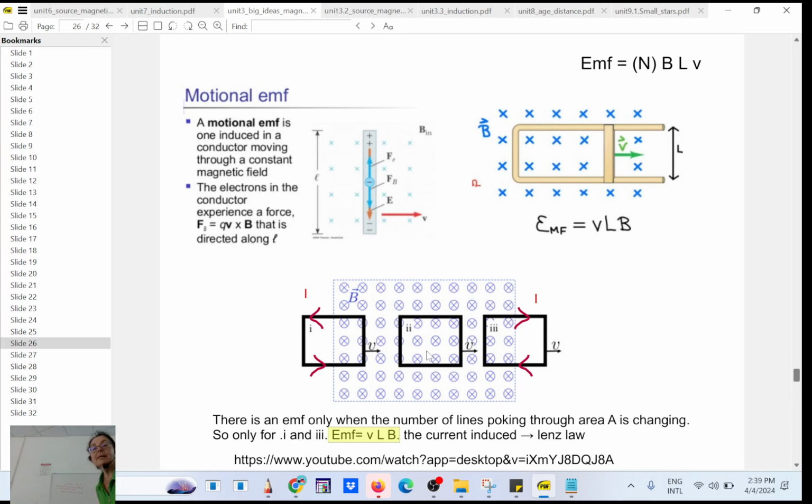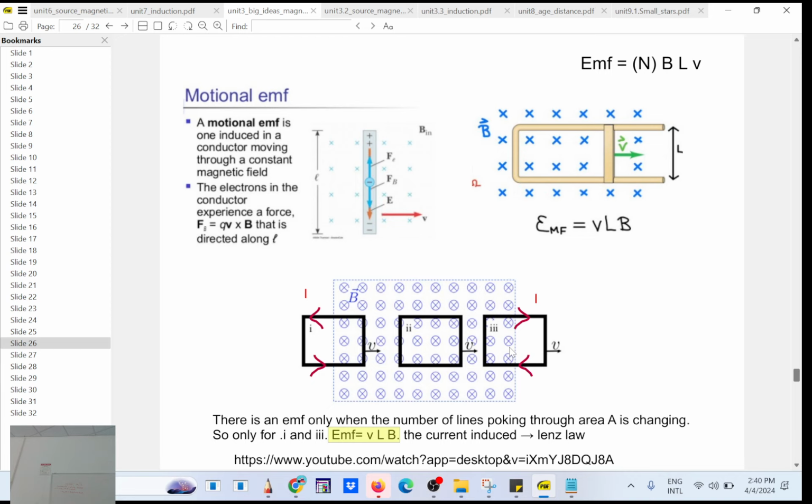Now, when it's inside, something happened here. Do you change the number of lines poking through the membrane? No, right? So nothing. And here, again, it's not happy. What's happening to the lines? It decreases. And you say, no, I don't want you to decrease. I'm going to help you now. So now it's going to flow in the opposite direction. So it's going to make a magnetic field that will help. You say, I don't want you to decrease. Right? So this is called Lenz law.